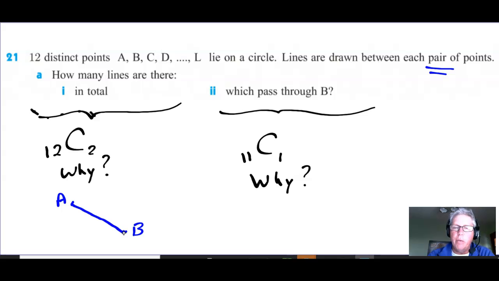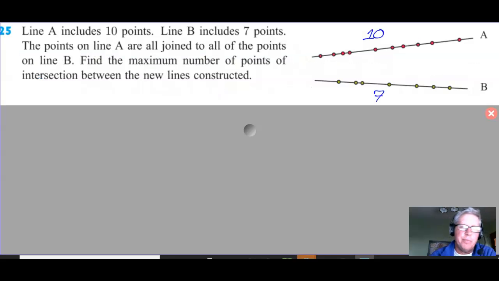All right, which pass through B? That just means B is one of the 2 points. So how many points are left? We get 11. We have to figure out how many of them you are. If you find yourself drawing a picture, then you've gone too far. All right, last problem. I worked on this. This was fun. And I needed just a little bit of a picture, and then boom.